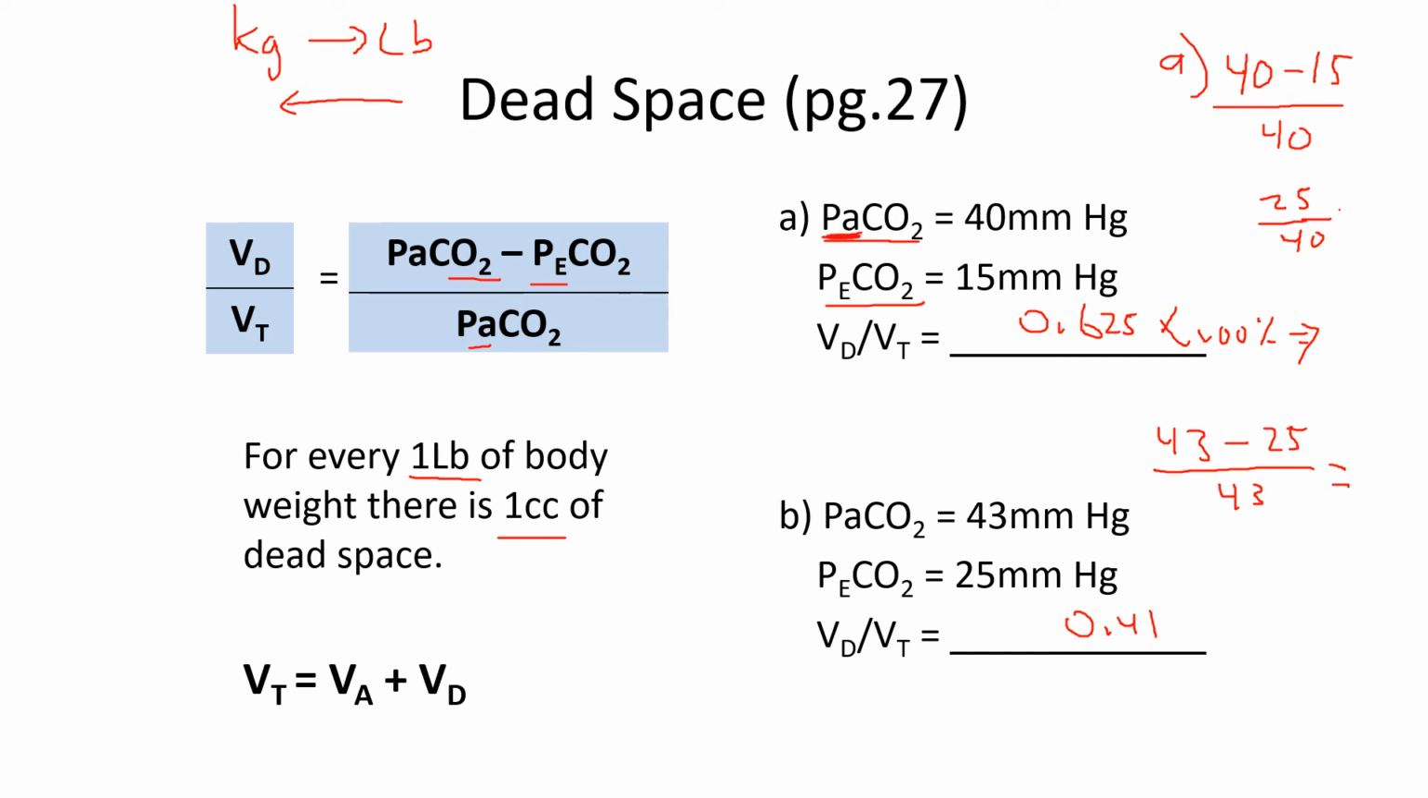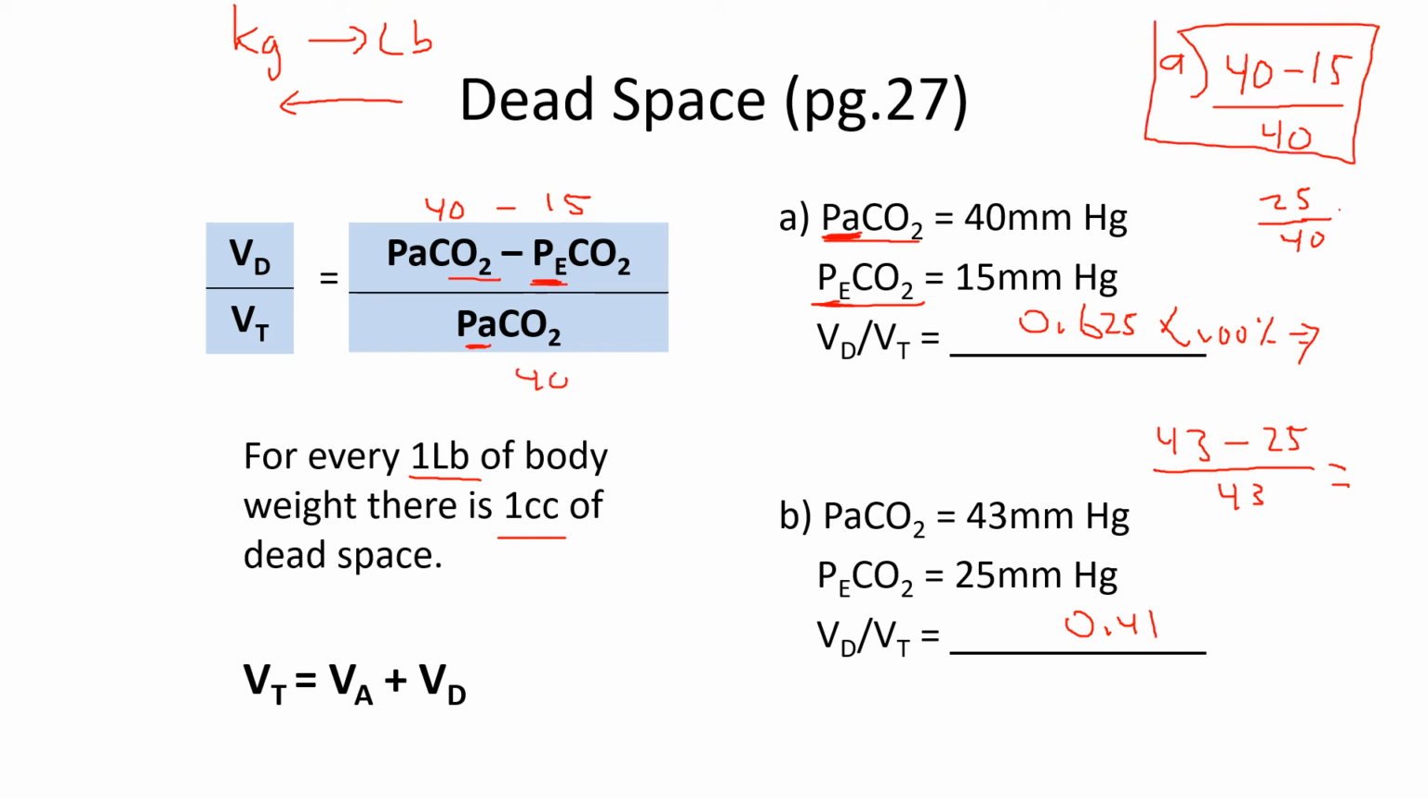That's going to be 40. Anytime you see a PA, plug in 40. And then this is PE, so anytime you see the PE, plug in the value for PE, which is 15. So we've got 40 minus 15. And then down here, it's just the partial again, which is 40. That's all you're doing.